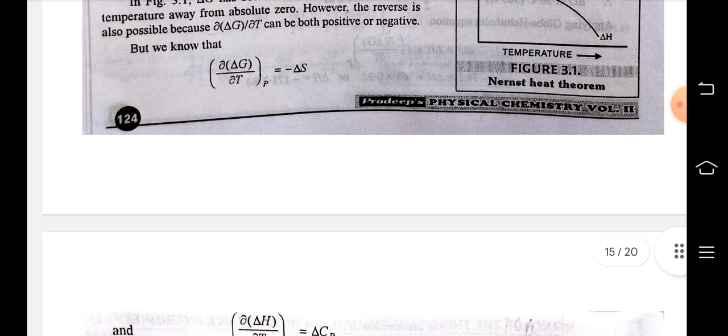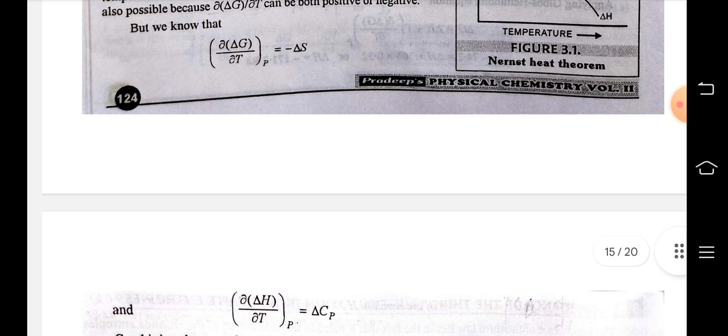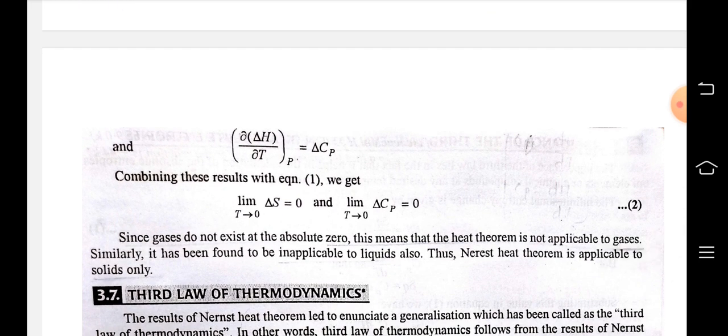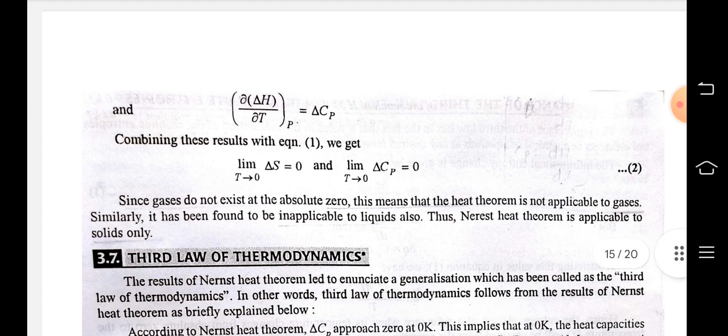We know that curly del G upon curly T at constant pressure is equal to minus del S. Curly del H upon curly T at constant pressure is equal to del Cp. Combining this result with equation first, we get limit T tends to 0, del S is equal to 0 and limit T tends to 0, del Cp is equal to 0. Since gases do not exist at absolute 0, this means that the heat theorem is not applicable to gases. Similarly, it is found to be inapplicable to liquid also. Thus, Nernst heat theorem is applicable to solid only.